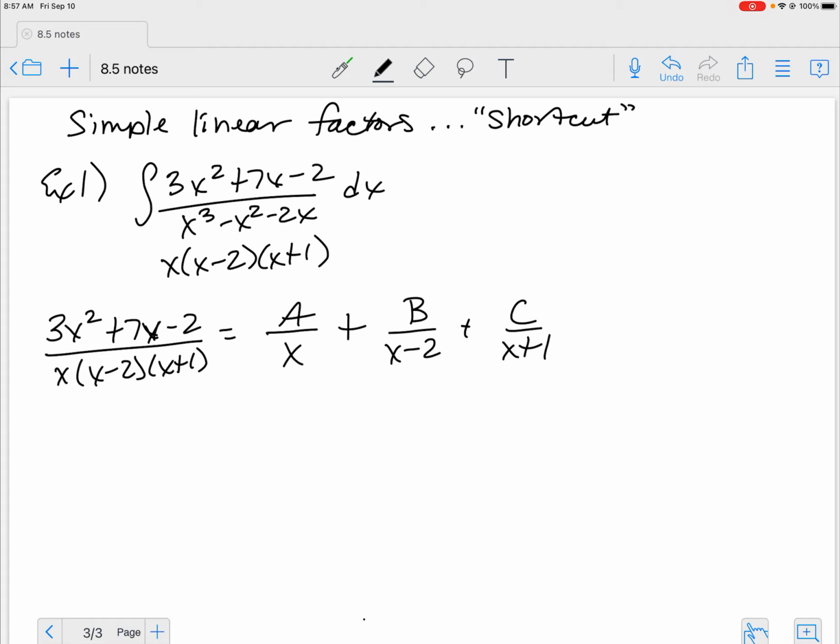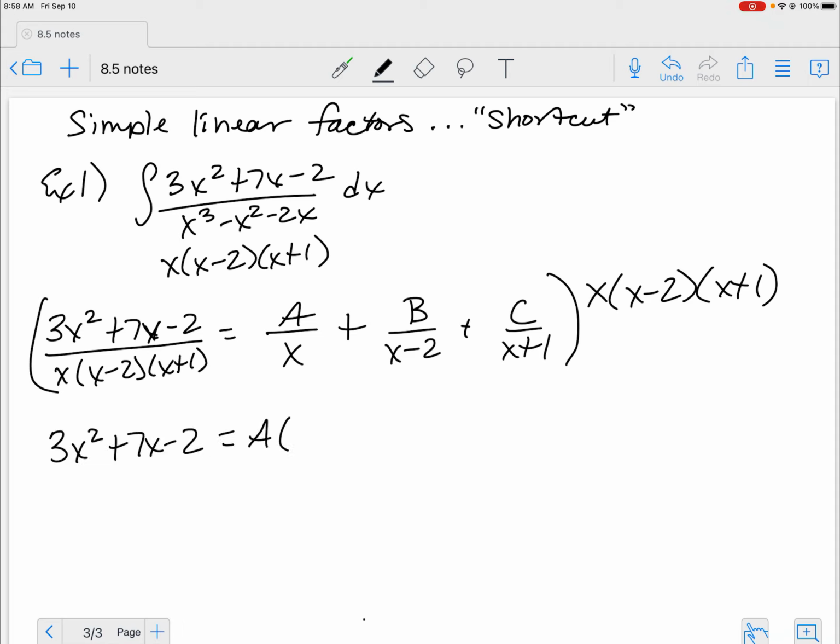Now, here's the kicker. You go back through that same step where you multiply through with your common denominator, but this time leave everything factored. So I've got 3x squared plus 7x minus 2 is equal to A times x minus 2, x plus 1, B times x and x plus 1, and C times x and x minus 2. Because here's the shortcut.